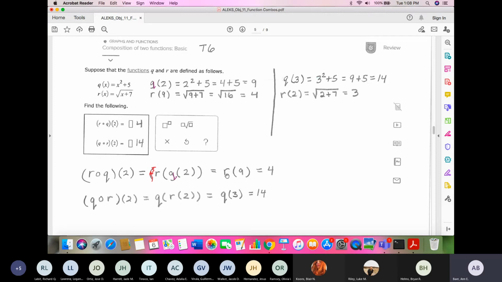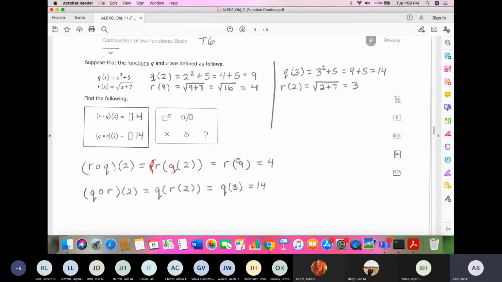Now we want to go to the R row and figure out what R of 9 is. Here's the R row. R of 9 means, what's the Y value of the R function when X is 9? So we're taking our 9, which is our X, plugging it in here. We get the square root of 9 plus 7, which equals the square root of 16. The square root of 16 is 4. So we just found that R of 9 is equal to 4. So the answer is 4 here. So we put the 4 here for the answer.